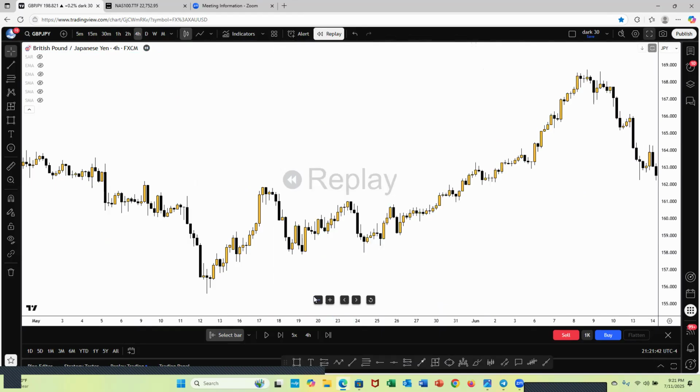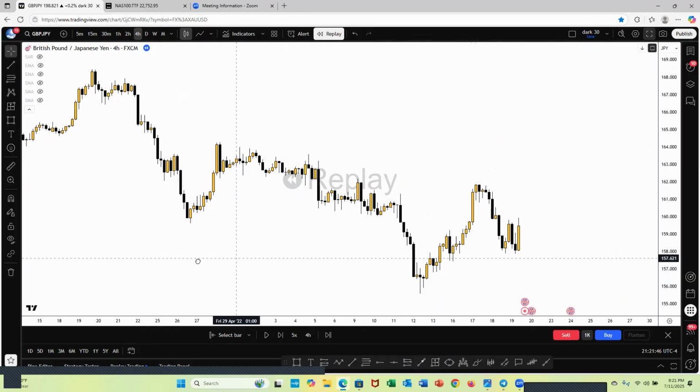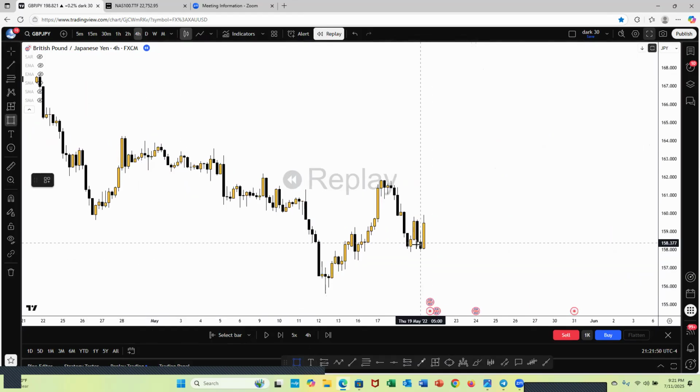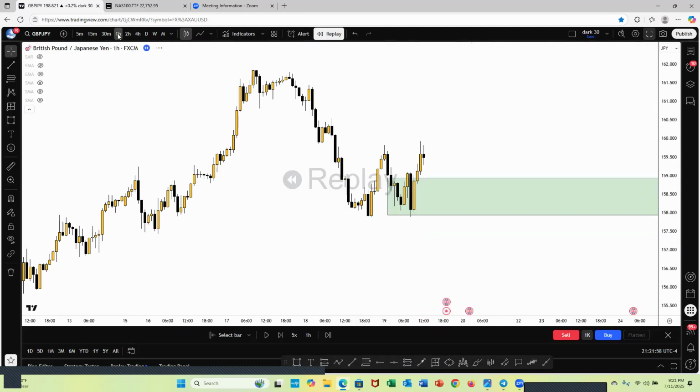So I'm gonna basically go through all my charts maybe. I really don't like this one. I'm gonna try it out though. But I'm gonna go through all my charts and mark them up.